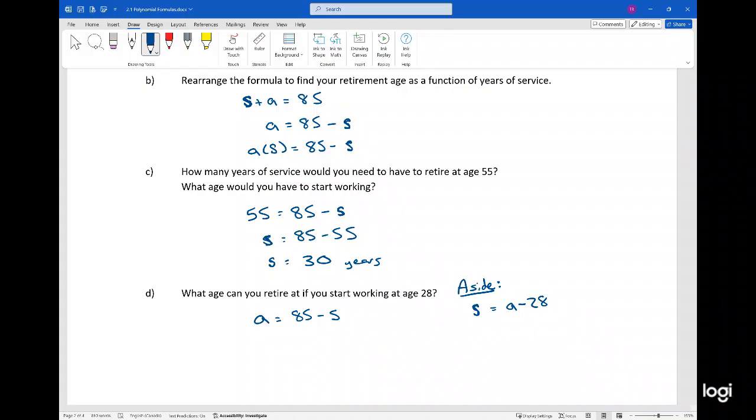So if we go back over here, A equals 85 minus S, but S is A minus 28. Just rearranging this a little bit, 85 minus A plus 28. Don't forget, we put that negative inside both terms in the bracket. And then what I'm going to do is add A to both sides to get 2A over here, and the minus A on the right goes away. 85 plus 28 is 113, I think.